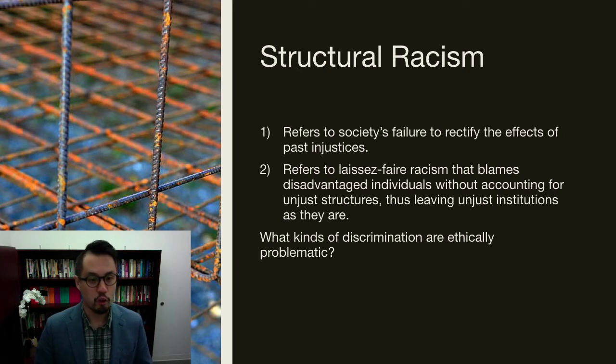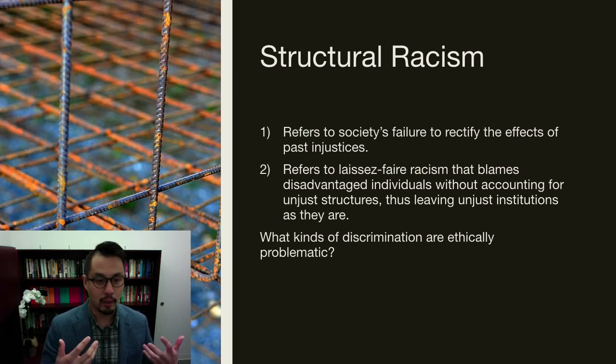Another important term is structural racism. For Tommie Shelby, structural racism refers to a society's failure to rectify the effects of past injustices. As we have seen, some of these past injustices are housing discrimination and segregation and so on, which created the segregated neighborhoods that we have. And then two, structural racism refers to laissez-faire racism that blames disadvantaged individuals without accounting for unjust social structures, which only leaves unjust institutions as they are.